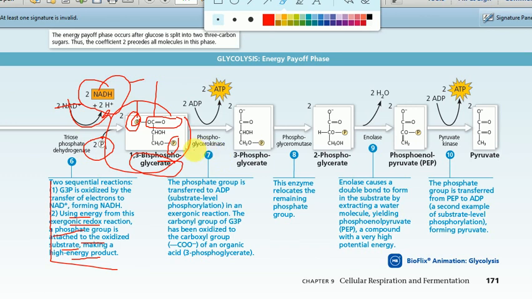And in the 7th step, we have phosphoglycerokinase. In this step, we are combining ADP with phosphate from this molecule to get ATP. So in the seventh step, we get two molecules of ATP. The phosphate group is transferred to ADP, substrate level phosphorylation in an exothermic reaction.